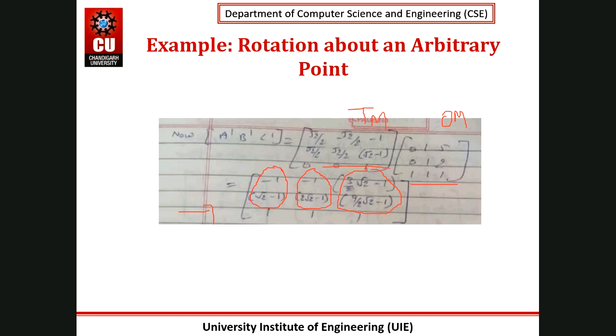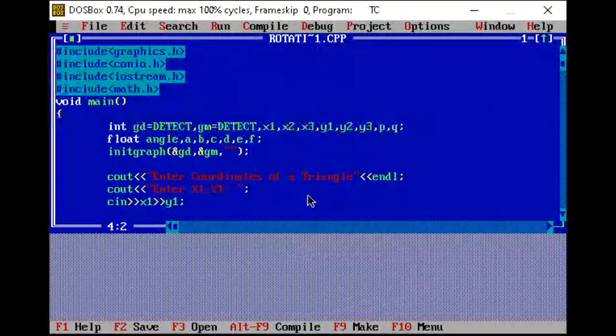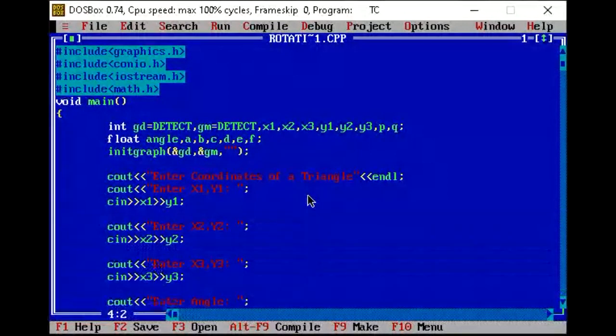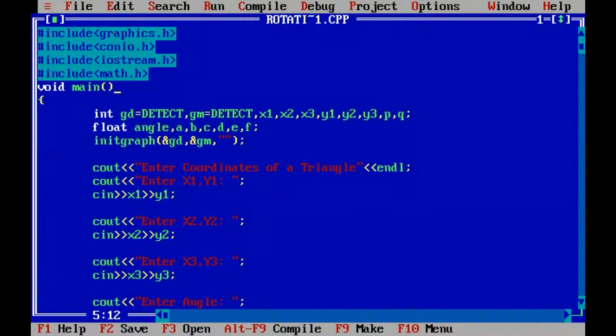Now let me show you the DOS box screen. So I think my program is visible to all of you. Let's discuss this program once. Include graphics.h, include conio.h, include iostream.h, and include math.h. These are the header files. I think you are very much aware of these files, so I'm not going to repeat the things again.